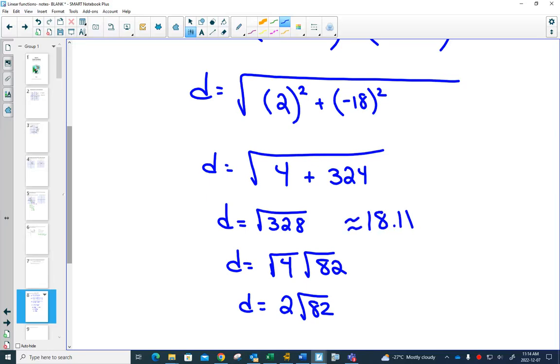If the question asks for an exact answer, you would have to write it as 2 root 82. If it asks you to give your answer to 2 decimal places or something like that, then you're allowed to use your calculator and write a decimal. Okay? What's the nice thing about an exact number is that it practices our square root unit, right?